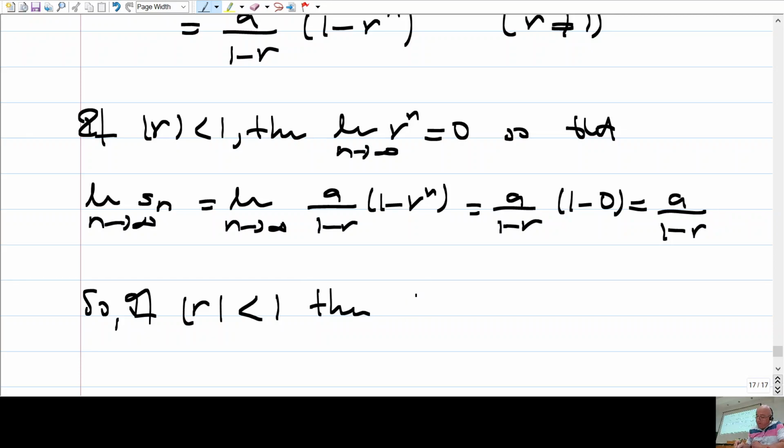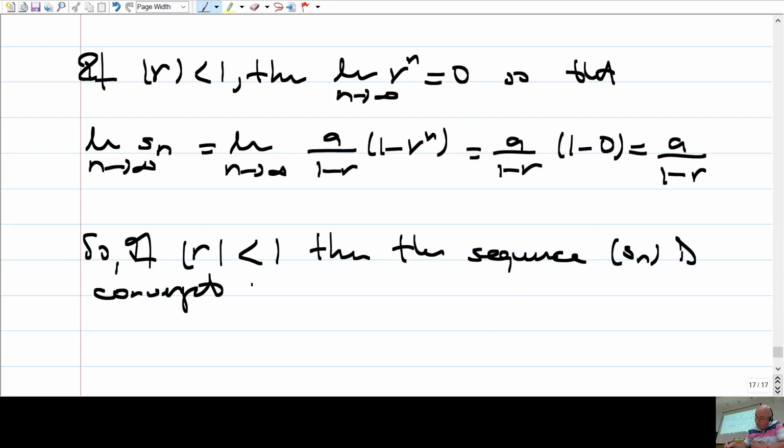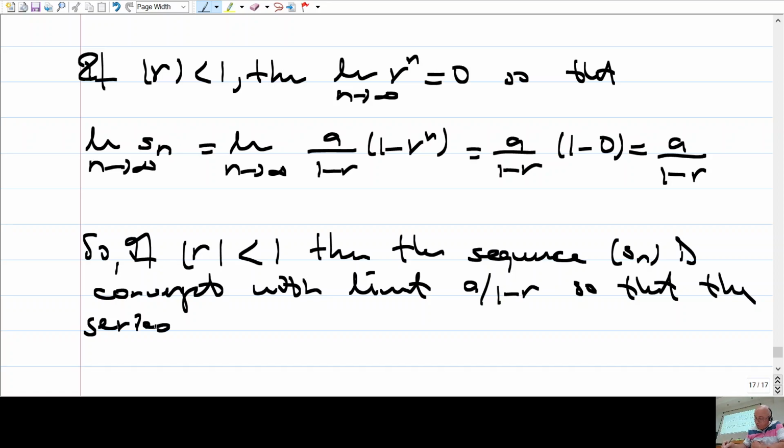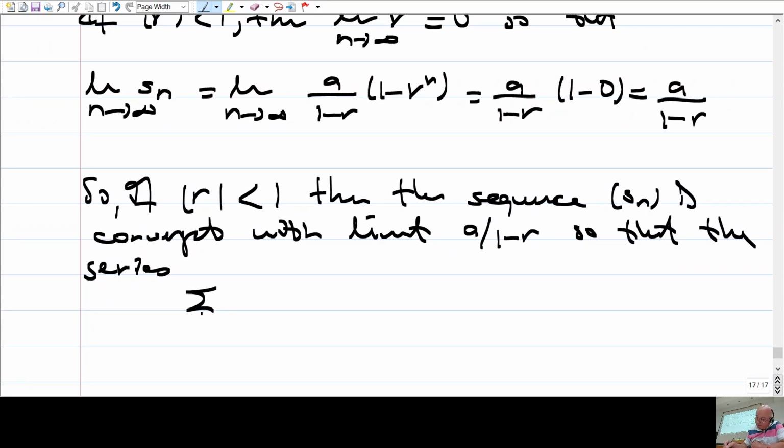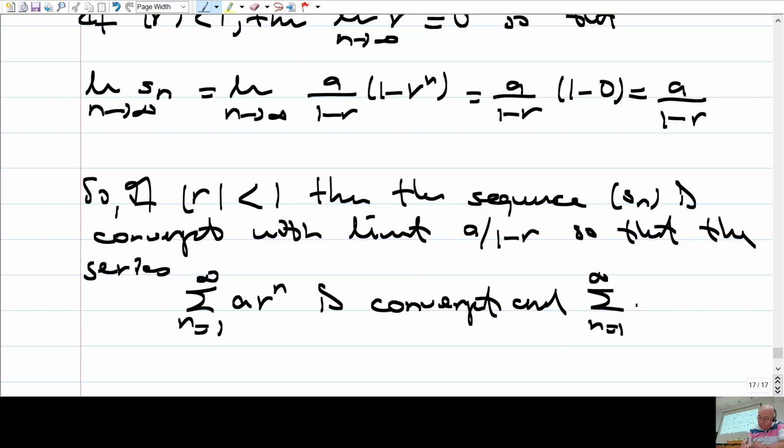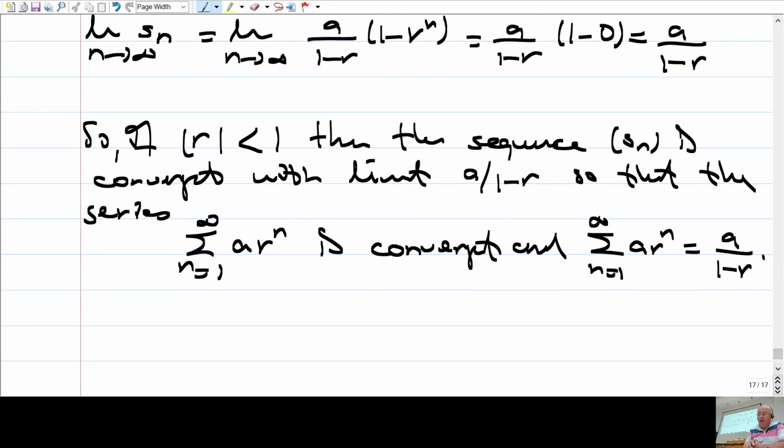Then the sequence Sn is convergent with limit A over 1 minus r, so that the series, by definition of convergence of a series, the series of A times r to the power n is convergent, and the sum, the limit, is just A over 1 minus r. Okay, so the sum is equal to this number.